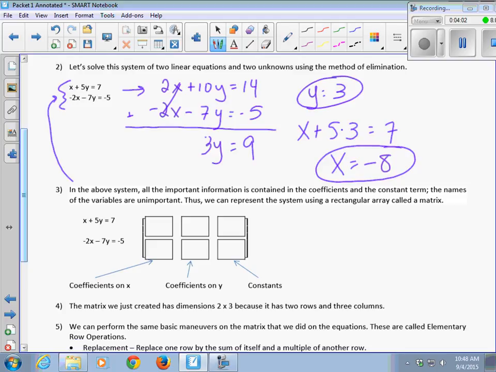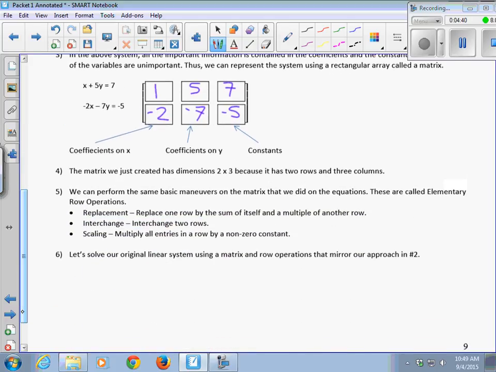Okay, so we can represent the system using a rectangular array called a matrix. In the first column, we put coefficients on x. So for this system, I would have a 1 and a negative 2. Second column, I put the coefficients on y, which would be a 5 and a negative 7. And then in the last column, I put the constant terms that are on the other side of the equal sign, 7 and negative 5. So that matrix we just created, we say it has dimensions 2 by 3 because it has 2 rows and 3 columns. It always goes rows, columns when you are stating the dimensions of a matrix.